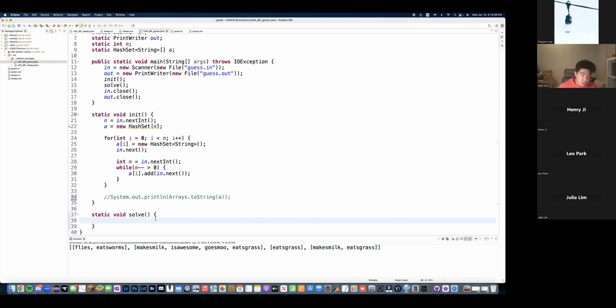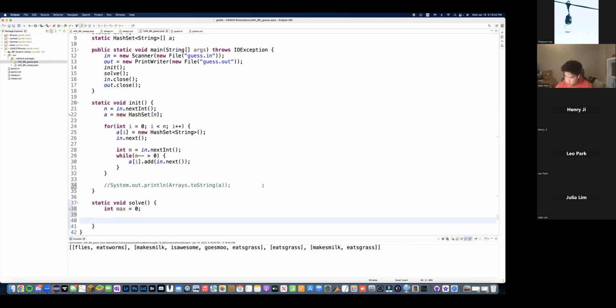So now that we have initialized everything, we need to find the maximum times something appears by counting. int max equals 0. Max will change. for int i equals 0; i is less than n, because we want to go through the entire characteristics list. This for loop will contain another nested for loop, and we're going to examine how many times this appears over there. If it appears, add 1 to a count variable that we will initialize soon.